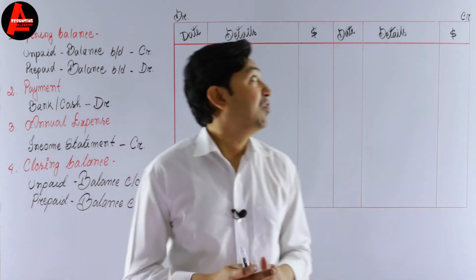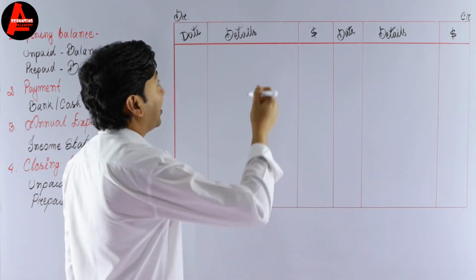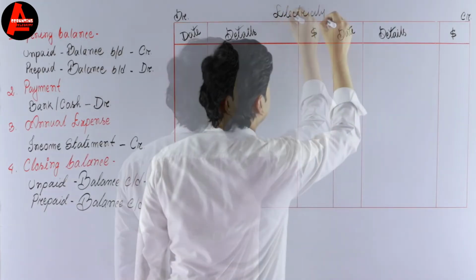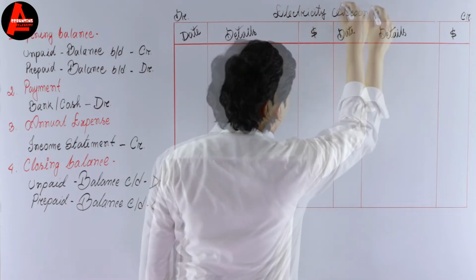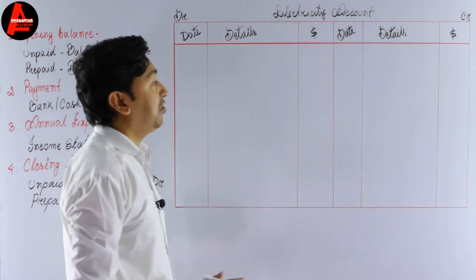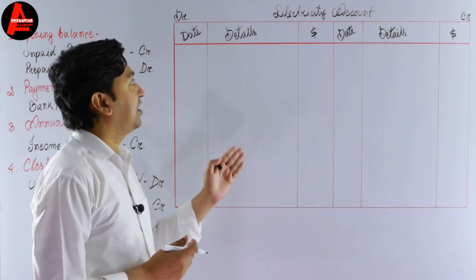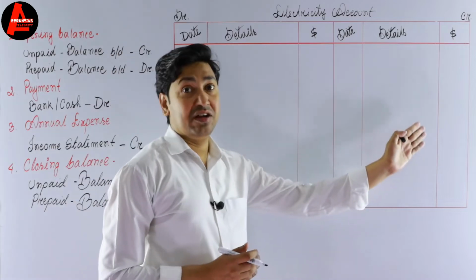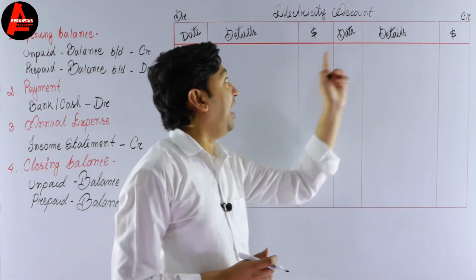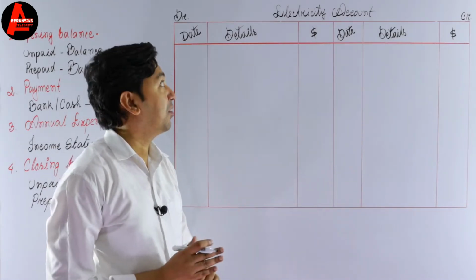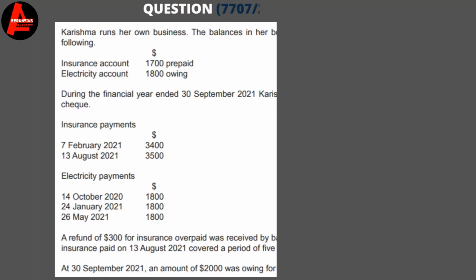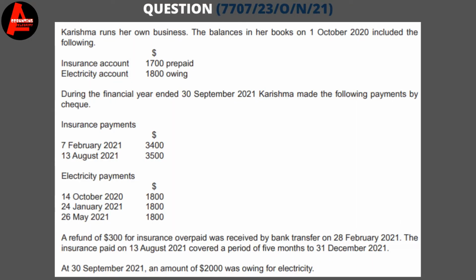Now let us write here Electricity Account. You already know this format: date, details, dollar, here date, details, dollar. If you want to draw a folio column here and here, it is okay, no problem. Now let us have a look at the question on the screen. Karishma runs her own business. The balances in her books on 1st October 2020 included the following.